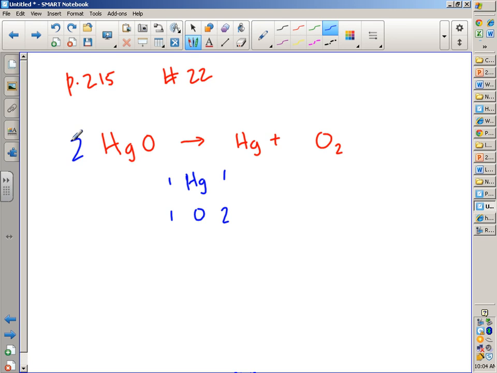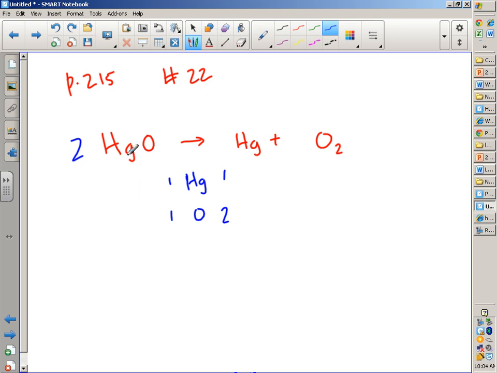What does the coefficient do for us? What does the coefficient do, Christine? It adds more of that element. It adds more of that, let's not say element, atom. More of that bond. What do we call it when these 2 atoms are bonded together? It is a molecule, a compound or a molecule, right?